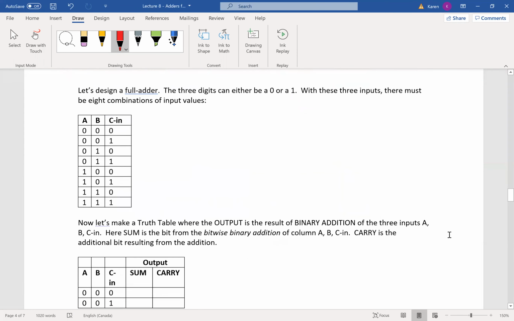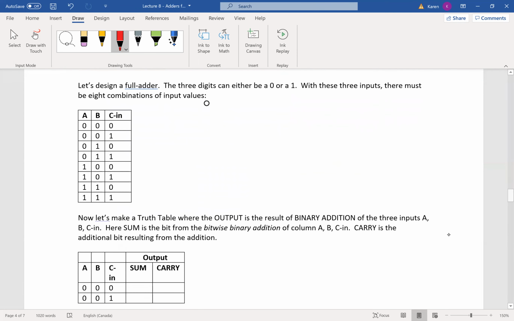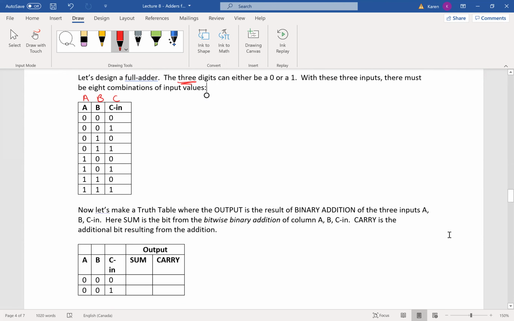The first step in our design is to notice that there are 3 inputs. I'm going to call them A, B, and then let's just simplify things for this video and call this C. In the lecture notes, I typed C in just to remind you that it's carry in, but since I'm doing some Boolean math on it, I'm just going to call it A, B, and C.